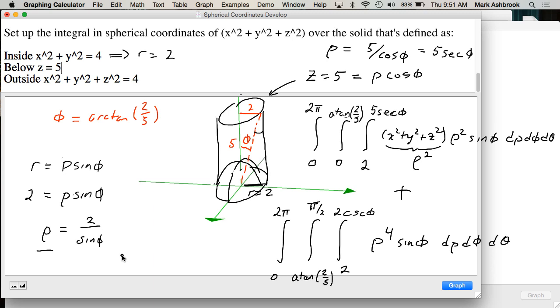Hector? I probably just missed this, but rho squared, why is that just rho? Because rho equals the square root of x squared plus y squared plus z squared. This is just the equation of a sphere. Radius squared equals x squared plus y squared plus z squared. Okay, I just forgot to write the square root. Yeah, if you just want rho, you need the square root.